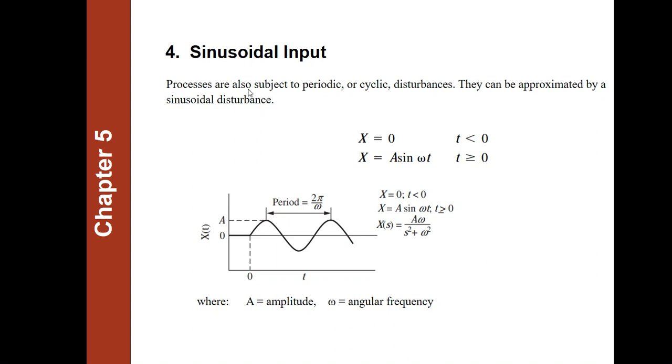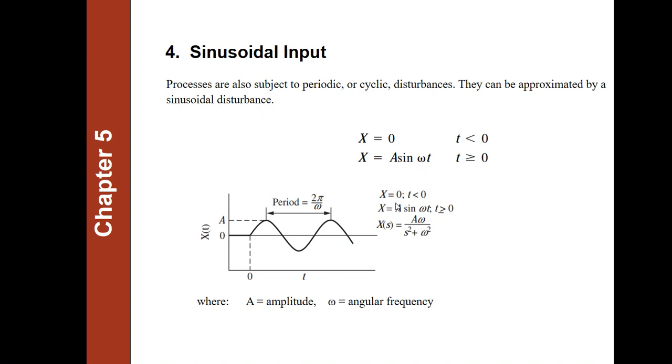So for processes that are also subjected to periodic or cyclic disturbances, recurring disturbances over a similar period of time, we represent them by a sinusoidal forcing function. The equation for a sinusoidal forcing function is this: X is equal to A sine omega t. Omega is the radian frequency.